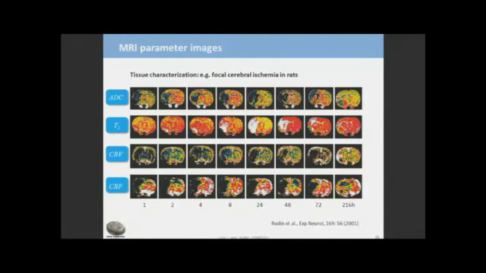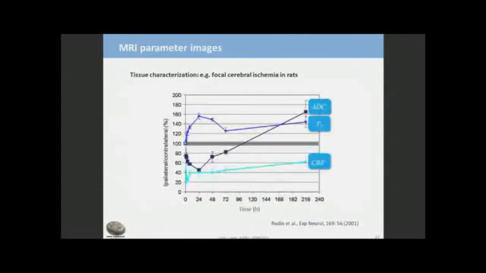Those are really parameter maps, and you see how those parameters have very different profiles as the lesion develops. You could essentially say for each point, you get a fingerprint characterized by, in this case, at least four different parameters, which gives you some information about the tissue state. And if you plot, for one region of interest, the parameter as a function of time, you see they have very characteristic profiles. That is actually being used to classify tissue.